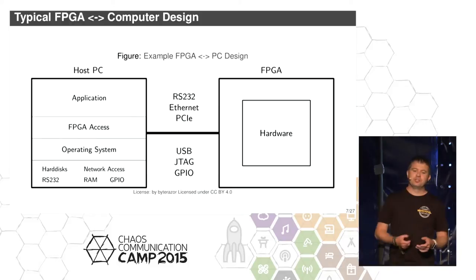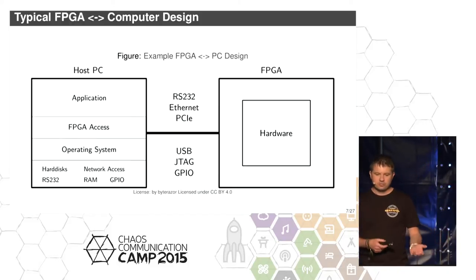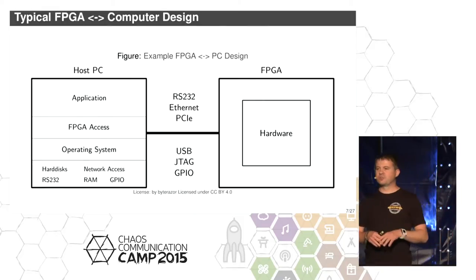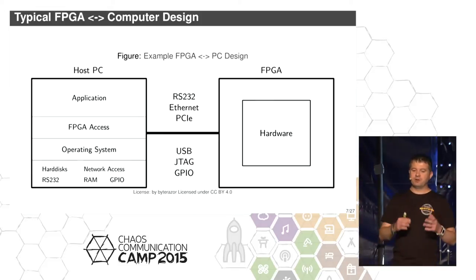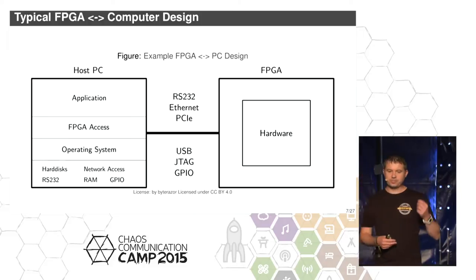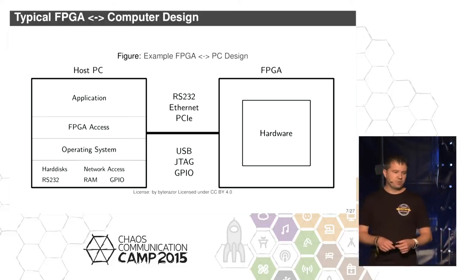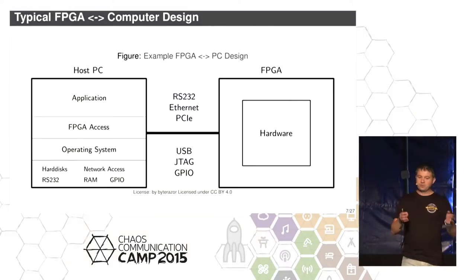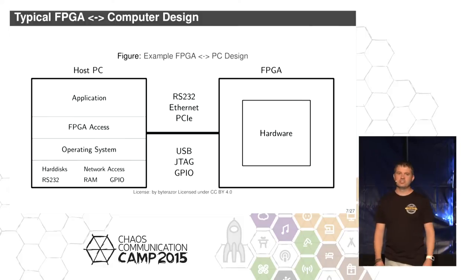A typical design when you try to connect an FPGA to a standard computer system is that you have a host PC with the operating system and all the basic stuff, a layer for FPGA access, and the actual application. The FPGA access is in most cases done with libraries, and the host operating system knows nothing about the connected FPGA. On the other side, you have the FPGA with the hardware on it, the component you want to create, which should accelerate something from the personal computer. And in between, you have different interconnection protocols and physical lines.